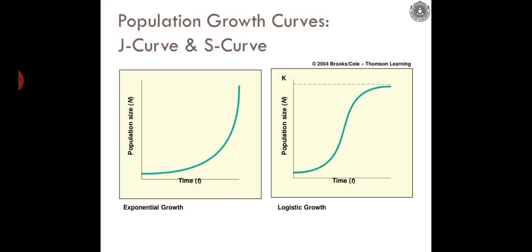Population growth curves, the comparison of the J curve and S curve. In this slide you will observe the two different types of curve, that is the J and S curve. The J curve is present in exponential growth, and the S curve is obtained in logistic growth. This is the status of the two different populations which follow the two types of growth, exponential growth and logistic growth.